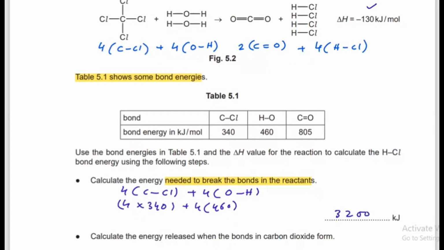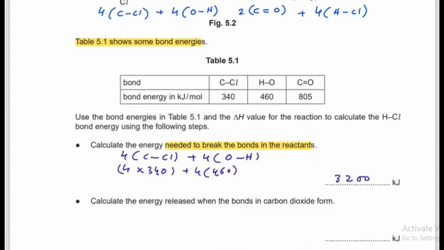Calculate the energy released when the bonds in carbon dioxide form. So carbon dioxide, this is the situation. 2 C=O bonds are there. So 1 C=O is 805, so it will become 1610.